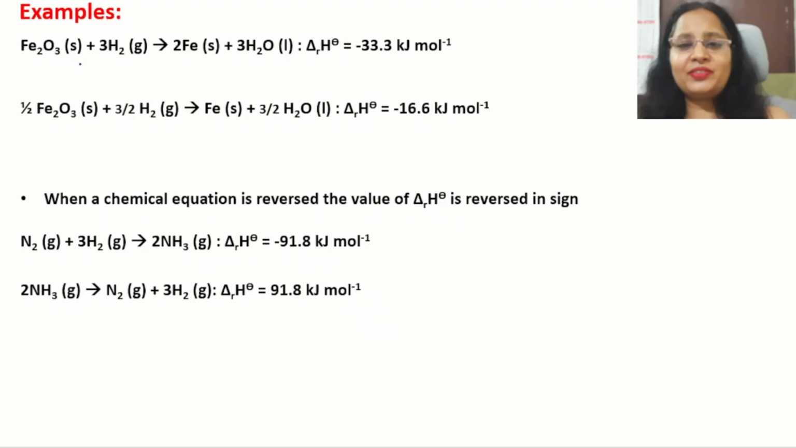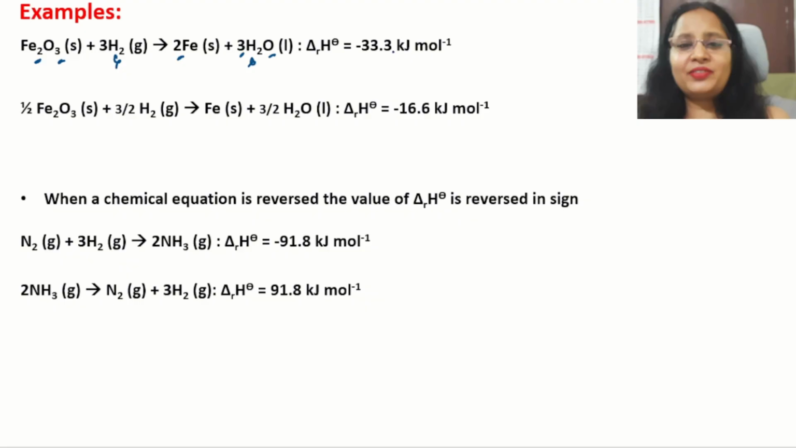Fe2O3 in solid state reacts with hydrogen gas. It gives iron in solid state plus water in liquid state. Its delta RH standard is minus 33.3 kilojoule per mole. First check whether the reaction is balanced. Iron 2, done. Then oxygen 3, and hydrogen here it is 3 twos are 6, and here it is 3 twos are 6. So the reaction is balanced and delta RH standard is given, so we can say this is a thermochemical equation.